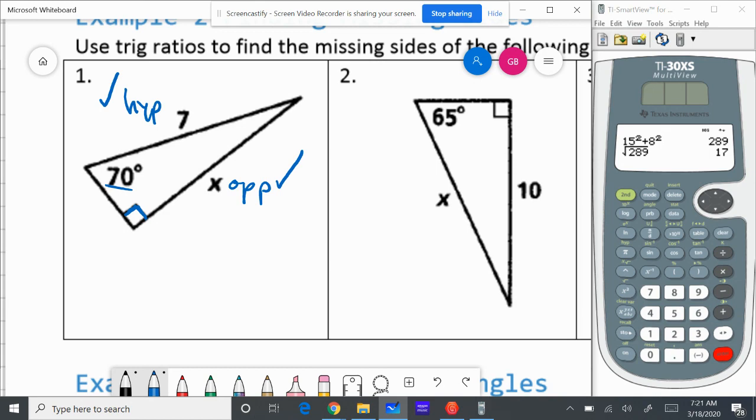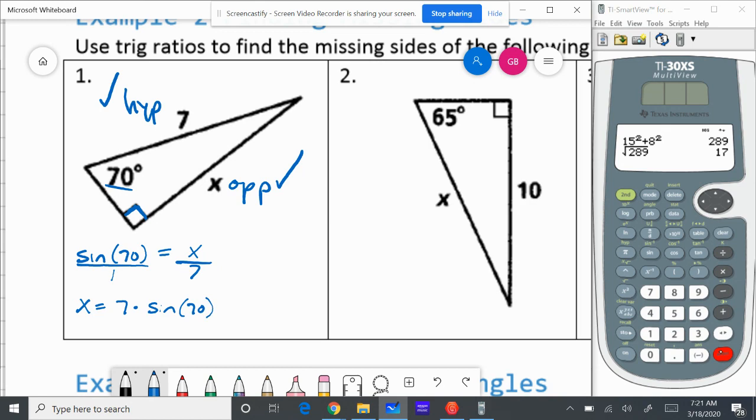So let's set up our equation. So the sine of 70 is equal to x over 7. To solve this, we're going to cross multiply. So I'll put the sine of 70 over 1. So we have x equals 7 times sine of 70.